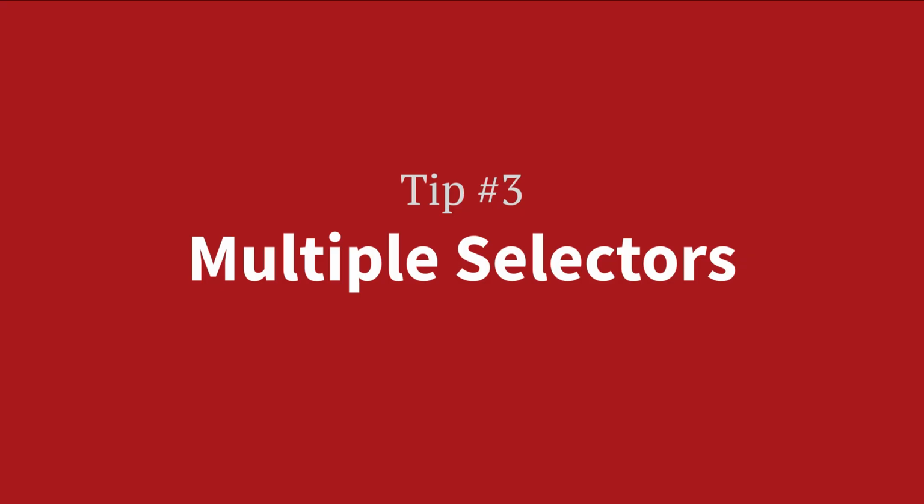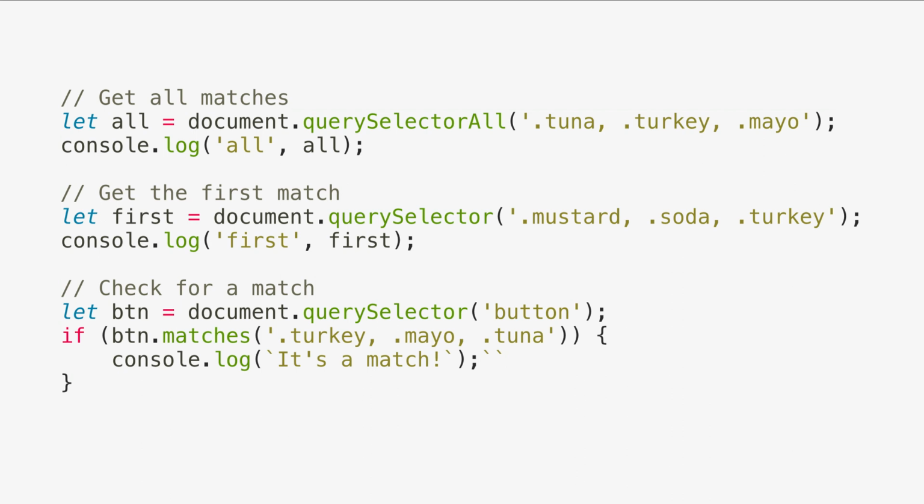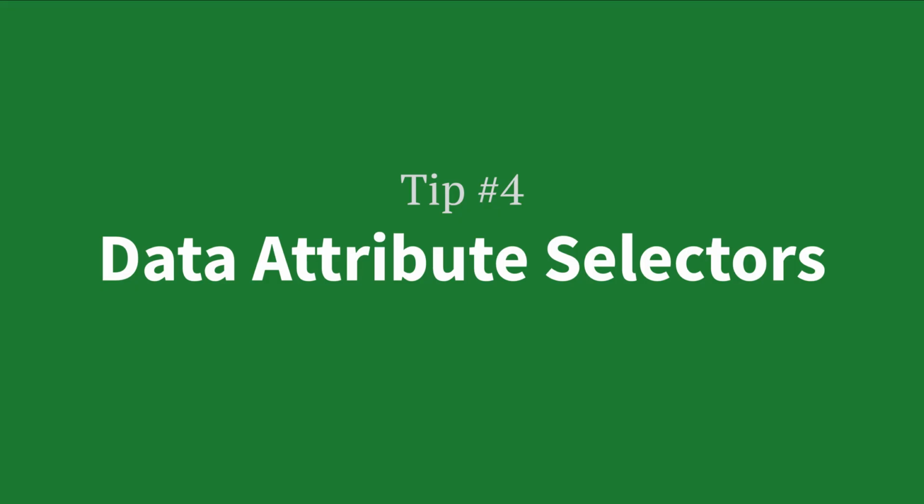Tip number three, multiple selectors. For methods that accept CSS selectors, you can pass in multiple selectors as a comma-separated string, just like you'd write them in CSS. Tip number four, data attribute selectors.